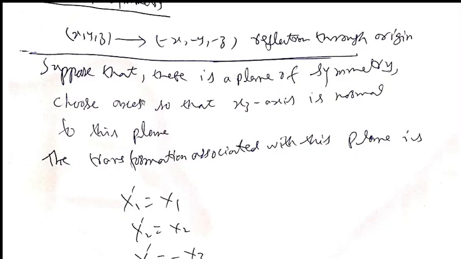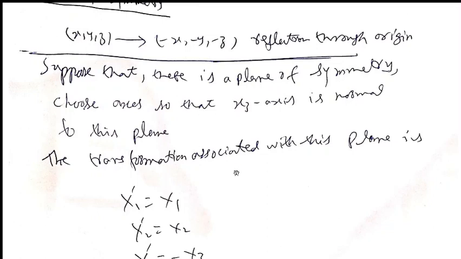Suppose that we have one example, that how we apply the symmetry to reduce the number of independent components of a tensor. Suppose that you have a plane of symmetry and we choose axis so that your x3 axis is normal to that symmetric plane. It means that if x3 axis is normal to that symmetric plane, then that symmetric plane will be xy plane, because x3 is perpendicular to x1 x2 planes.